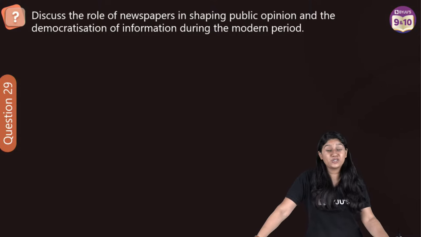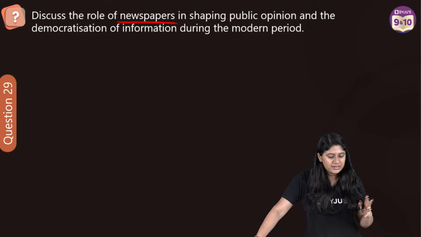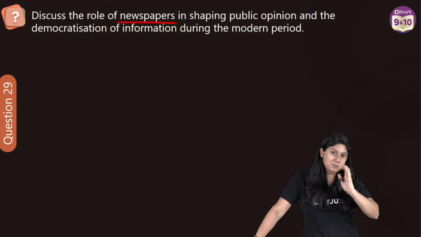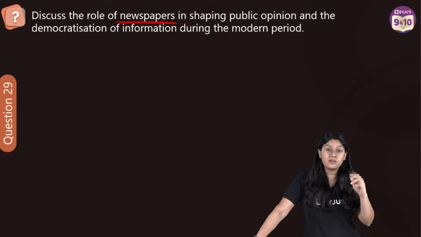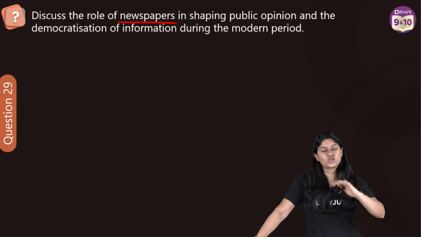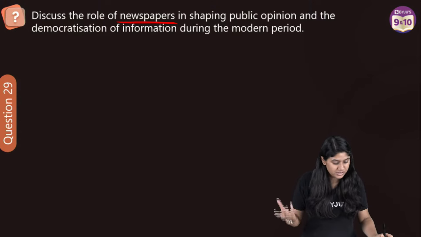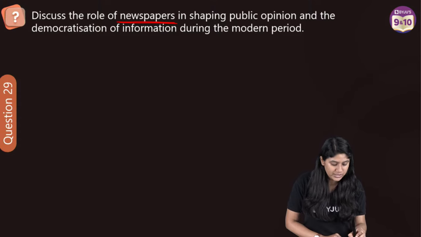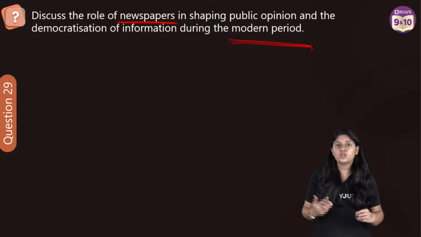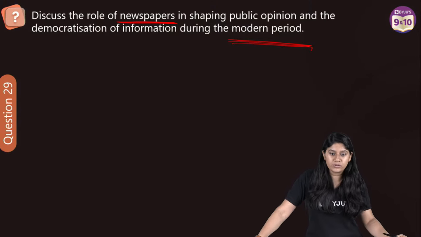Okay, so the question that we have is related to newspapers. Now, the newspapers part comes in the print culture chapter. I'm not able to point out which chapter specifically, because we have such information in the making of the global world too, and of course we have the importance of publication in both chapters. But it's a print culture question. The question is, discuss the role of newspapers in shaping public opinion and the democratization of information during the modern period. So what are we looking at over here? We are looking at why newspapers are very evident and why they're important at that particular time in spreading information. What do you think, everyone?